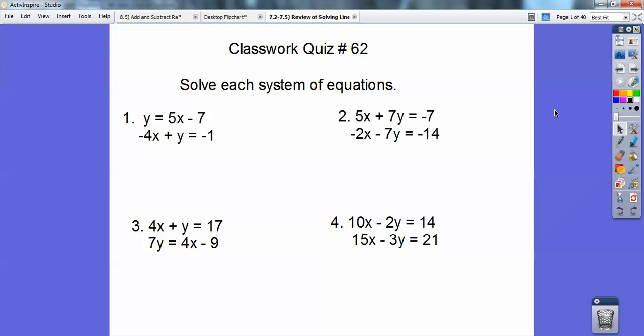Go ahead and copy these board problems, board problem 62 down, classwork quiz 62, and then just solve each system whichever method you want to, and then pause it right here. Go ahead and spend probably 10 minutes or so, maybe 15 on these, and so there's the answers.